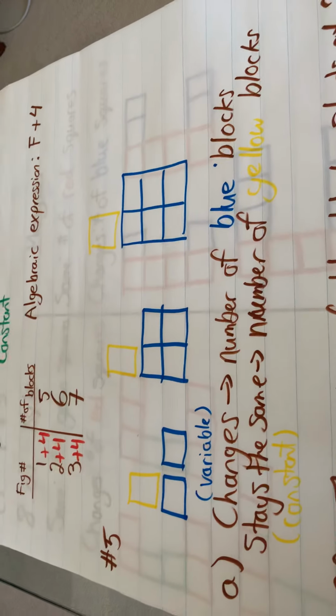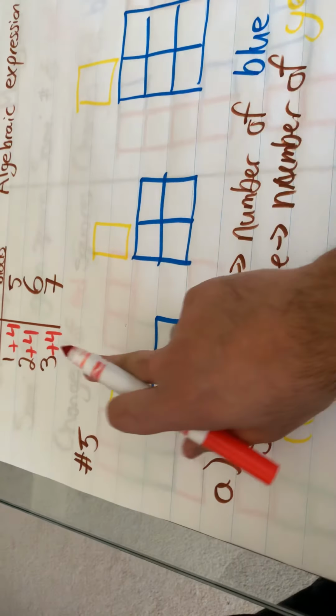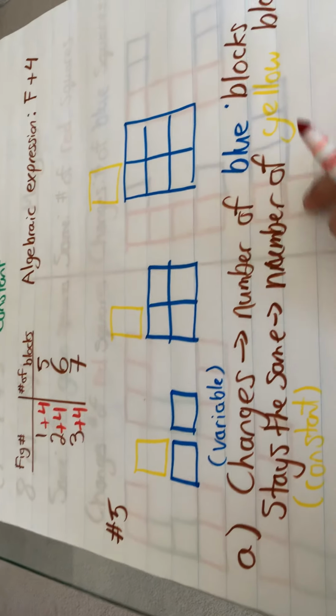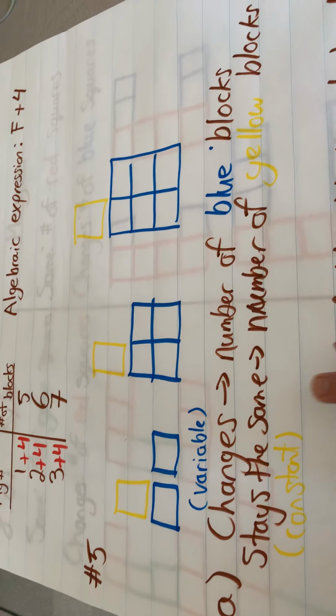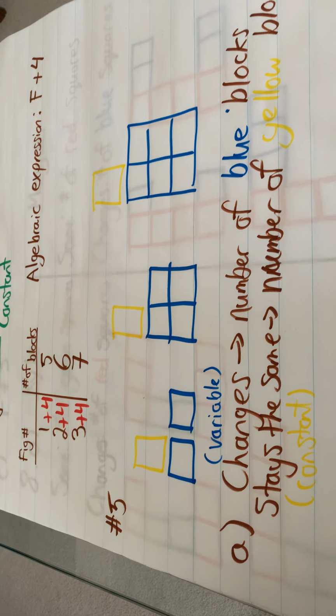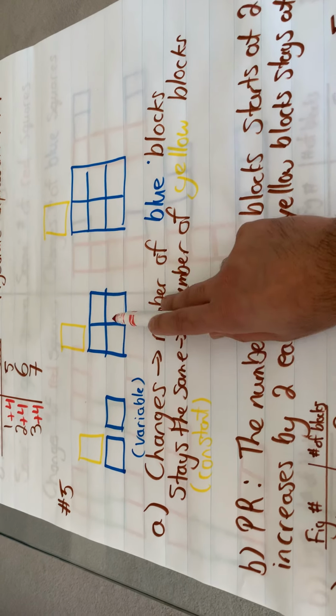All right, so what changes? Well, the number of blue blocks. That's easy to see. It goes from 2 to 4 to 6. What stays the same? The number of yellow blocks. 1, 1, 1. So that means the blue blocks, that's the variable. That's what's changing. The number of yellow blocks is the constant because it's always 1. Now, I need to figure out my pattern rule. So my pattern rule, the number of blue blocks starts at 2 and increases by 2 each time. 2, 4, 6. But the yellow block stays at 1.